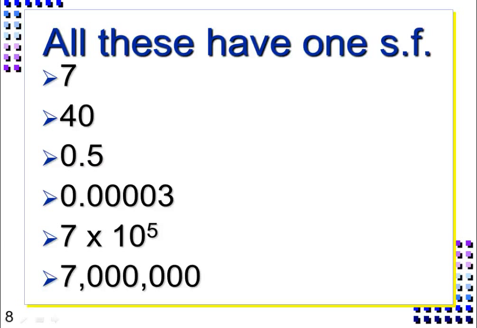0.5, the 0 at the beginning is leading. 0.00003, the zeros at the beginning are leading. 7 times 10 to the 5th, we don't look at the 10 to the 5th part. We only look at the 7, so 1 sig fig there. And 7 million, zeros at the end, are trailing.